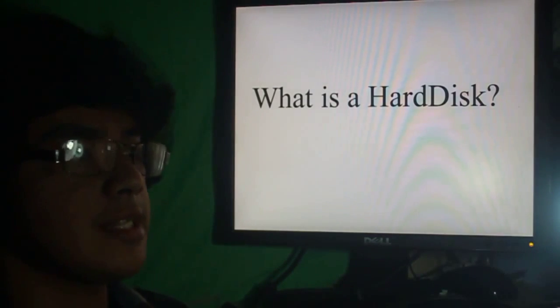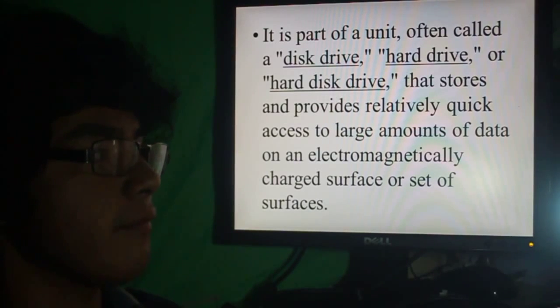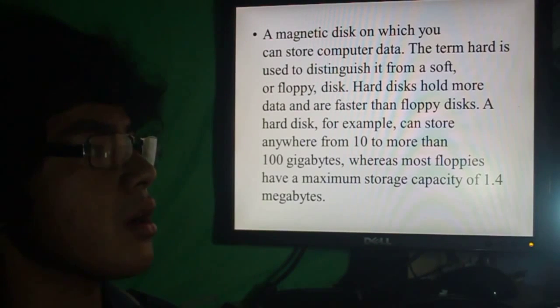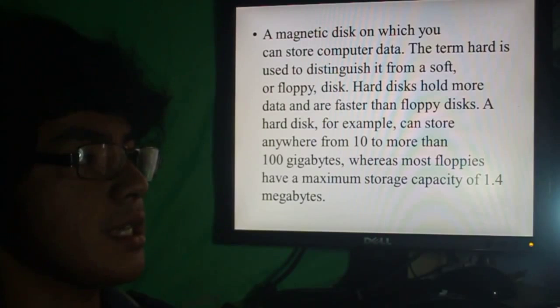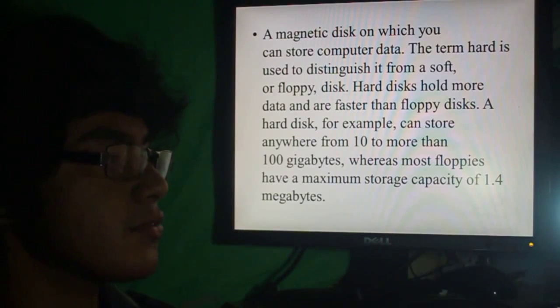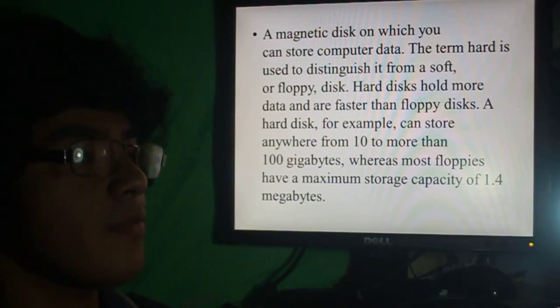What is a hard disk? It is a part of a unit often called a disk drive, a hard drive, or a hard disk drive that stores and provides relatively quick access to large amounts of data on an electromagnetically charged surface or set of surfaces. A magnetic disk on which you can store computer data. The term hard is used to distinguish it from soft or floppy disk. Hard disks hold more data and are faster than floppy disks. A hard disk, for example, can store anywhere from 10 to more than 100 gigabytes, where most floppies have a maximum storage capacity of 1.4 megabytes.